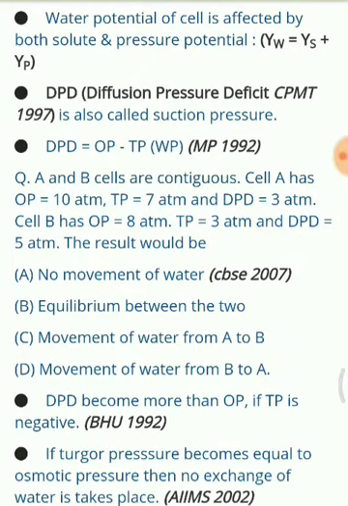Question: cells A and B are contiguous. Cell A has OP 10 atmosphere, TP 7 atmosphere, and DPD 3 atmosphere. Cell B has OP 8 atmosphere, TP 3 atmosphere, and DPD 5 atmosphere. The result will be: no movement of water, equilibrium between the two, movement of water from A to B, or movement of water from B to A.